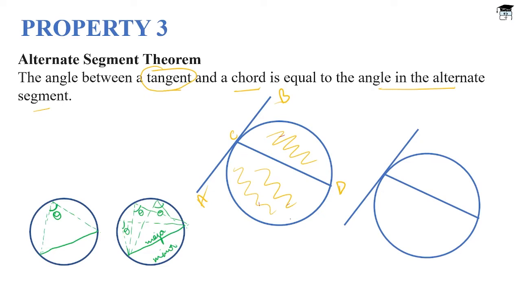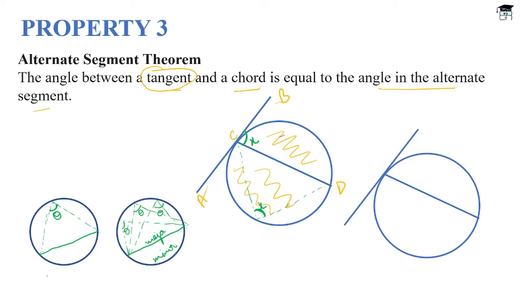Now if we talk here, right? So we had a chord here. CD is the chord, AB is the tangent. If I make an angle here, it is in the minor segment. So the other angle which is equal to that angle will be in the other segment, that is here. So if this is x, this will also be x.